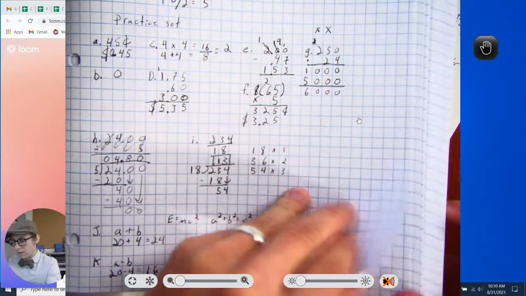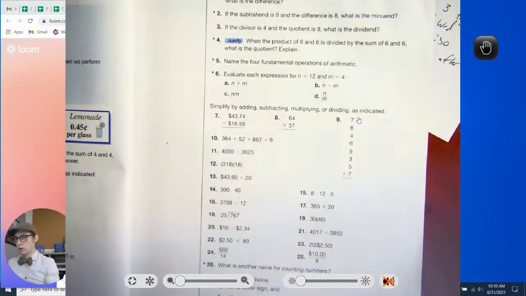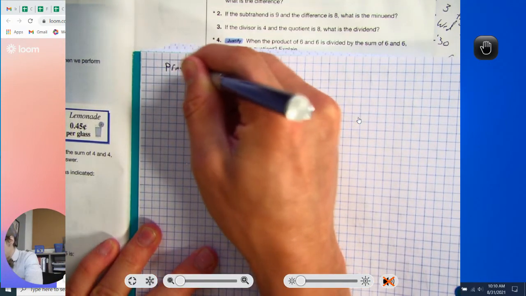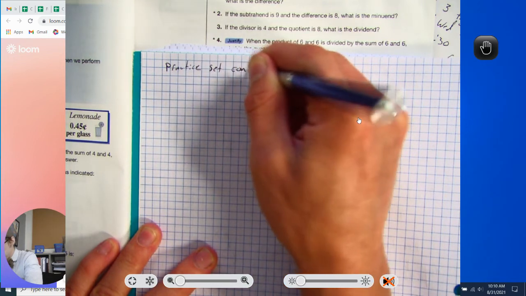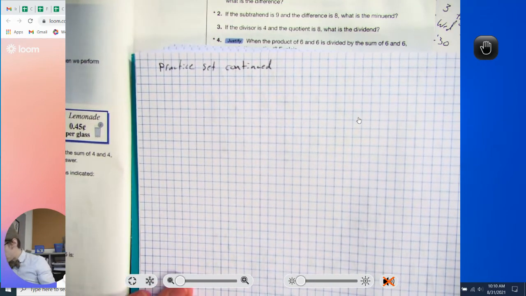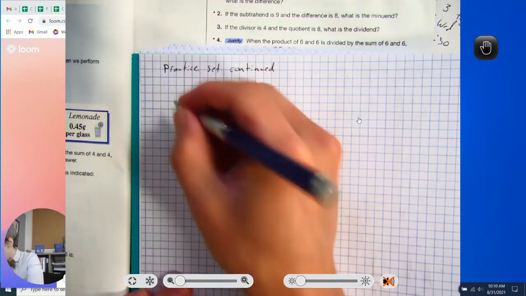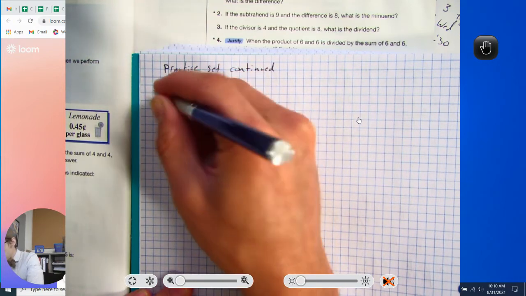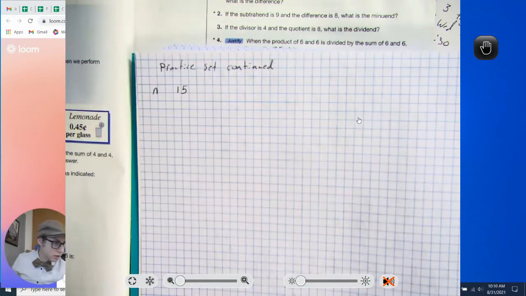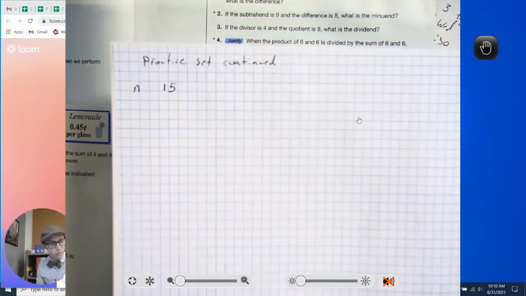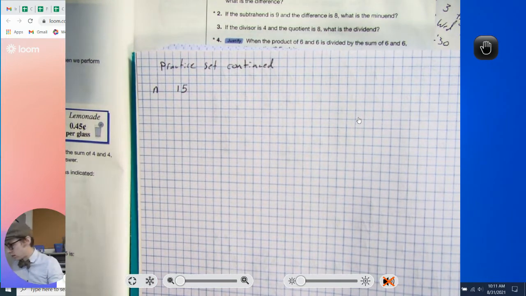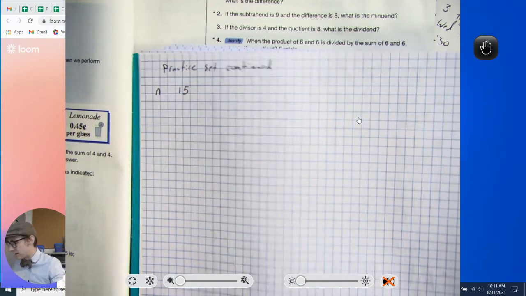All right, so I am full up on my page, so I'm going to switch over to a new page. So I'll do practice set continued. I just have a few more here. Write equations using the number 15. Okay, so N, where 15 is the addend. We have to remember what addend is, what's product, quotient, subtrahend, dividend, minuend.